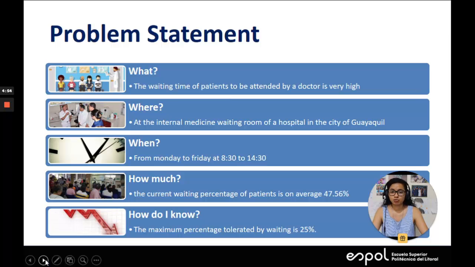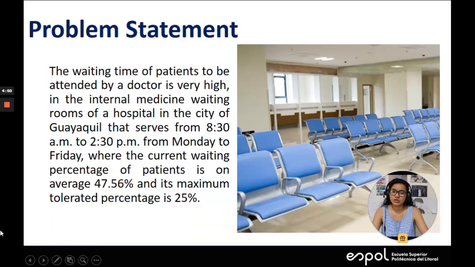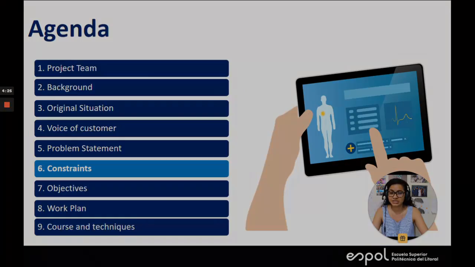We answer the questions: what, where, when, how much, how do I know? The waiting time of patients to be attended by a doctor is very high in the internal medicine waiting room of a hospital in the city of Guayaquil that serves from 8:30 a.m. to 2:30 p.m. from Monday to Friday, where the current waiting percentage of patients is on average 47.56% and its maximum tolerated percentage is 25%.